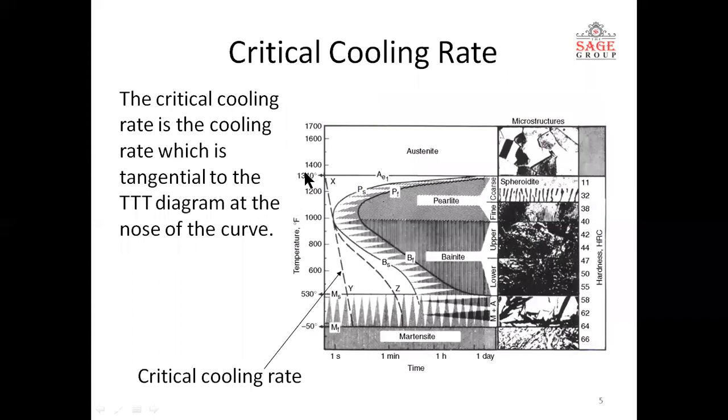Now we have to cool at a very fast rate. Fast rate technically means a critical cooling rate. So what is the critical cooling rate? The critical cooling rate is just enough to bypass the nose of the TTT diagram curve. So for steel, this is the TTT diagram, and you have to bypass this nose.